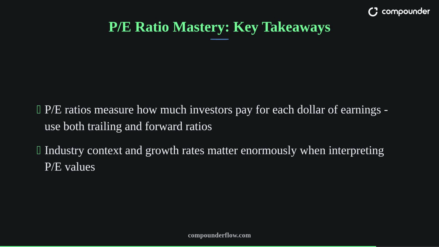As we wrap up, let's review the key takeaways. PE ratios measure how much investors pay for each dollar of earnings. Trailing PE uses past earnings, while forward PE uses future predictions. Industry context matters enormously when interpreting these ratios.